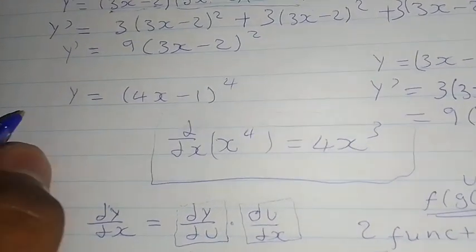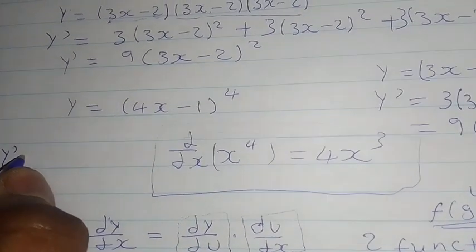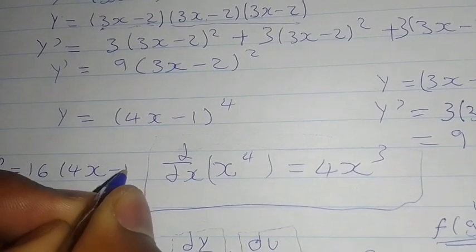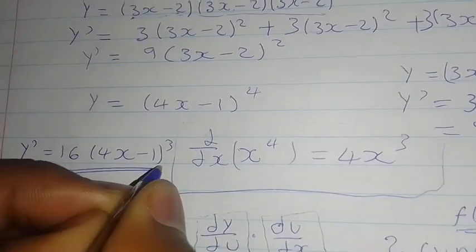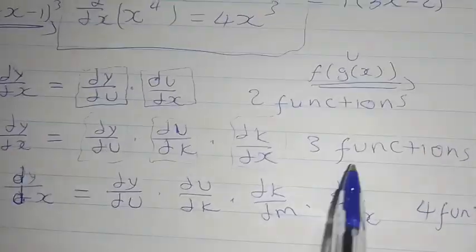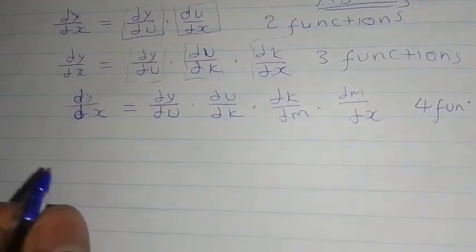Okay. So I'm just going to write the answer there. Then you have y prime equals 16 into 4x minus 1 cubed. That will be the solution to that. Did you get the same thing? Hopefully you did. So you can have a chain rule of 3 functions. You can have a chain rule of 4 functions. But let me just give you an example of a 3 function chain rule.